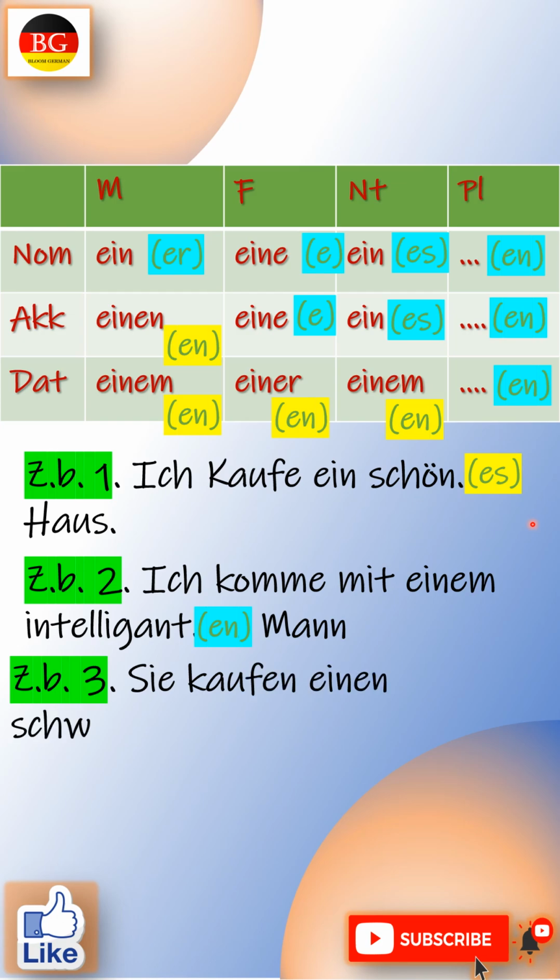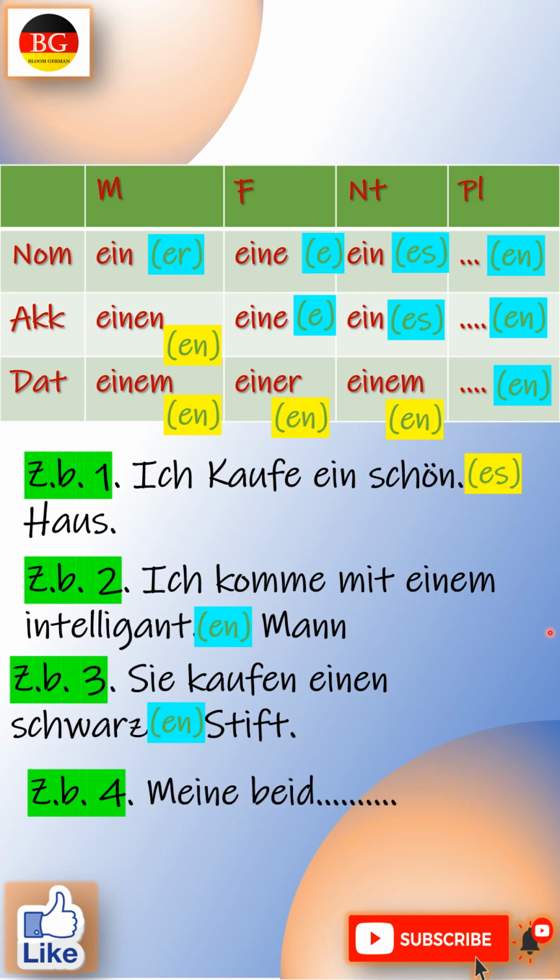Sie kaufen einen schwarzen Stift. Now kaufen, again it is accusative. So einen schwarzen Stift. The article for Stift is there, so it is masculine accusative. So en. So sie kaufen einen schwarzen Stift. One more example.